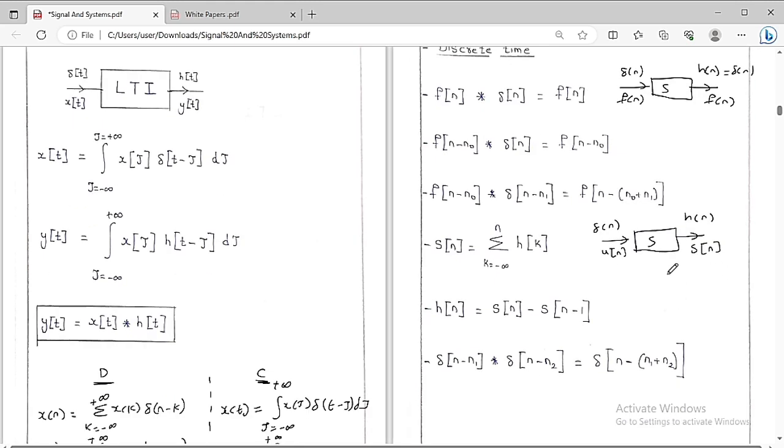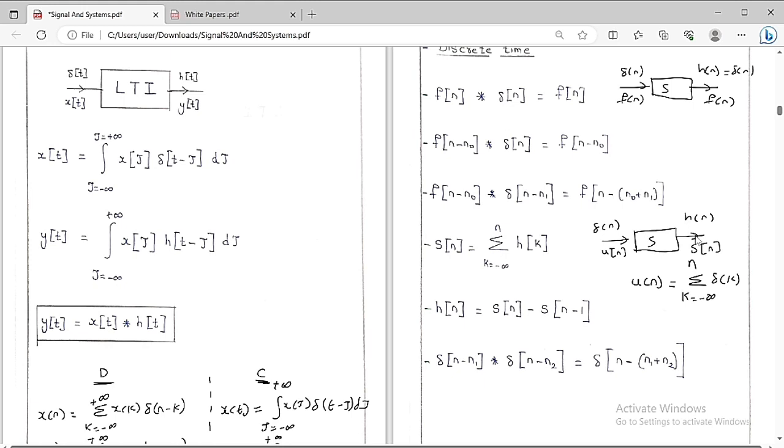So now I want to find a relation between these two things. If you know the relation between these two, then getting the relation between the other two is also very simple. See u of n: u of n is equal to the sum over k equals minus infinity to n of delta of k, because I have already told you the unit step signal is the integration of the impulse signal.